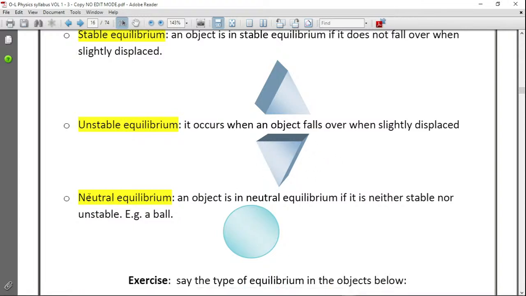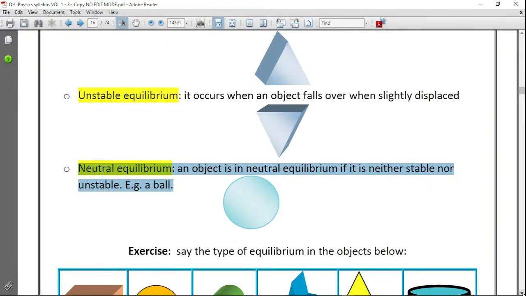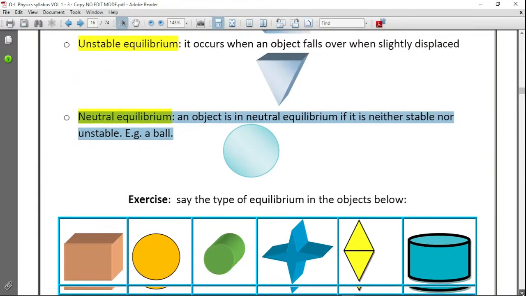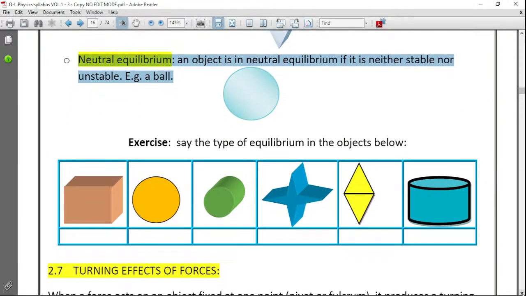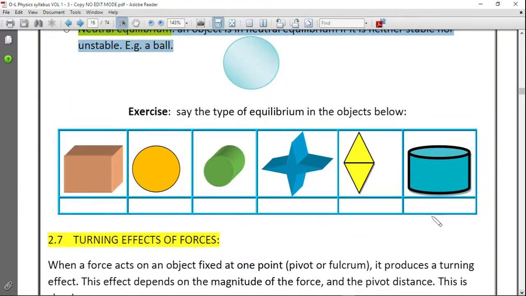While for neutral equilibrium, the object is neither unstable nor stable, and this applies to most spherical objects, like a ball. When the ball is on the ground, it is neither stable nor unstable. So let's look at these examples and describe the types of equilibrium that we can find. Alright, so you go through and describe the different equilibriums that you can find.